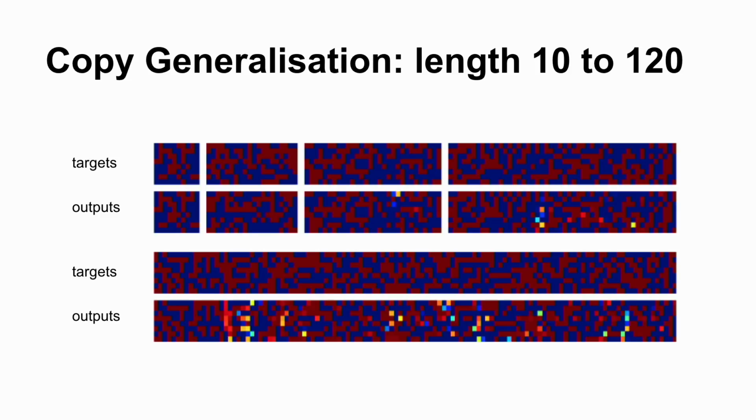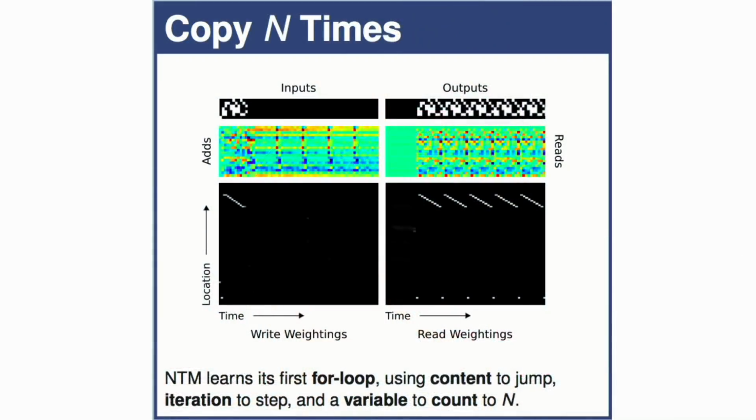OK, so we thought, where can we go from that? Well, maybe the simplest next thing we'd like this to learn is a for loop, right? So let's take that copy algorithm and say, now you don't have to just copy something once. You have to copy it n times, where n is a variable. And again, it basically learns exactly the same algorithm as before, except it learns how to count, to store this number n in the memory, and to iteratively decrease it after each step, so that it knows when it's finished and it's emitted all of the data.